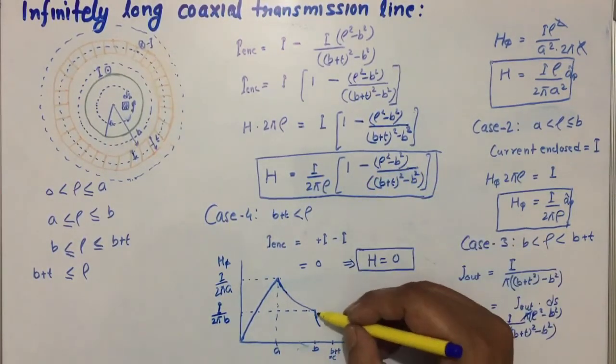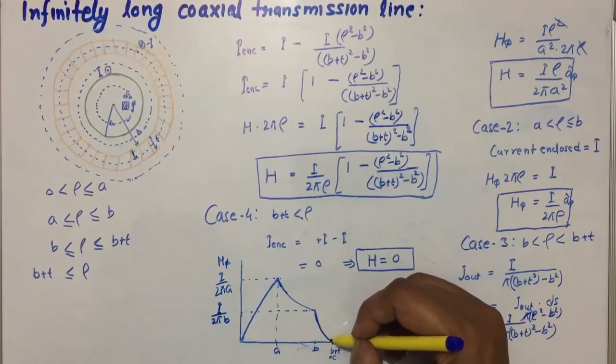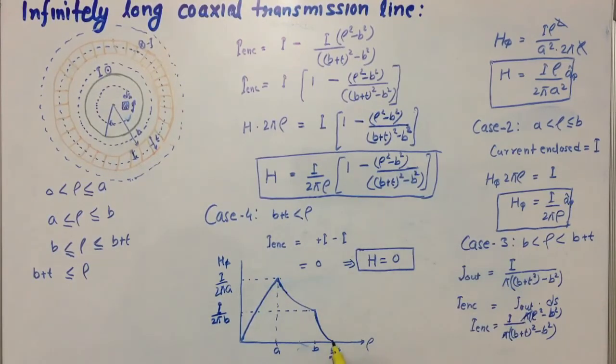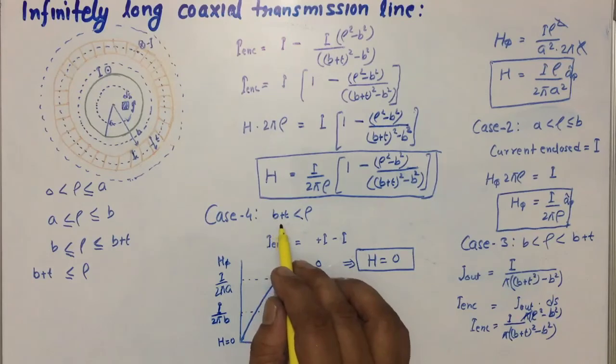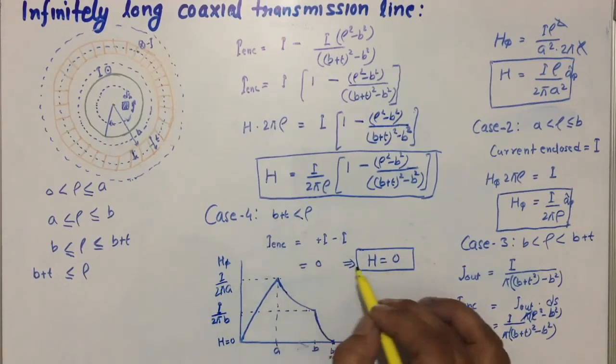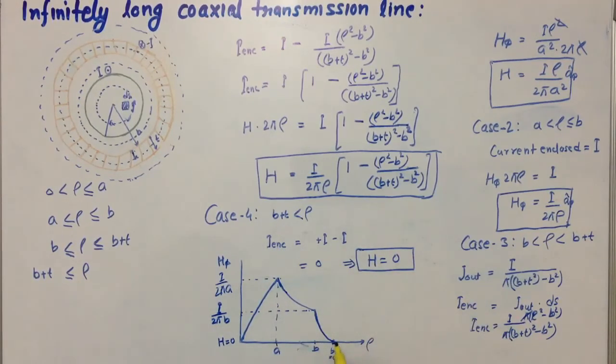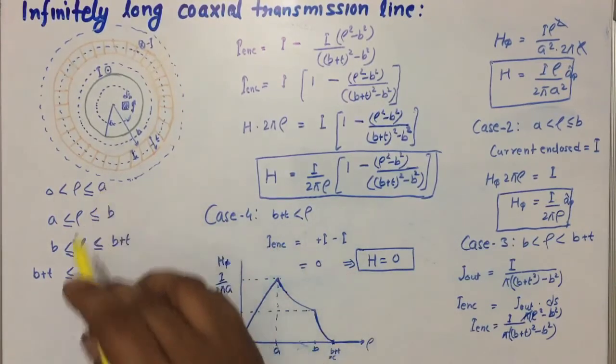So at B plus T, H will be 0 at this point, and after this the region 4 will be there, and in the fourth case the enclosed current is 0, so H will be 0. After that the characteristic will follow this. So this is the full characteristic of the magnetic field intensity in a coaxial transmission line.